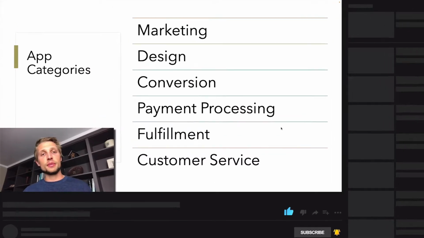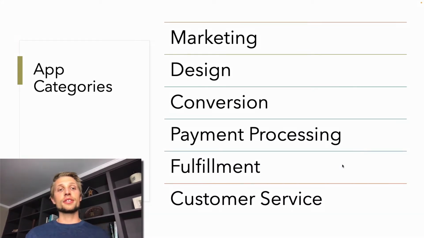Now, all of the apps that I'm going to be going over today are going to fall into these 6 categories. We have marketing apps, design apps, conversion apps, payment processing apps, fulfillment apps, and customer service apps. And those are really all of the pillars when it comes to running a successful e-commerce business.